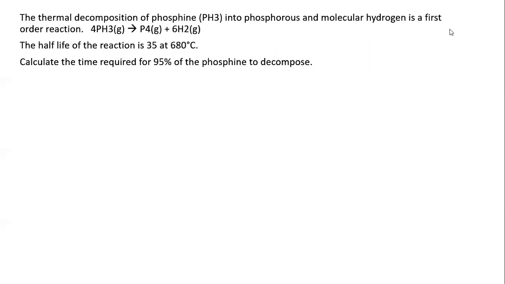But in this question here, we have the thermal decomposition of phosphine into phosphorus and molecular hydrogen is a first order reaction. So note here we only have one reactant. It gives us the half-life of the reaction is 35 at 680 degrees Celsius. Calculate the time required for 95% of the phosphine to decompose. And since I didn't put the unit down, we'll just write the unit of time is second. So it takes 35 seconds for the half-life.